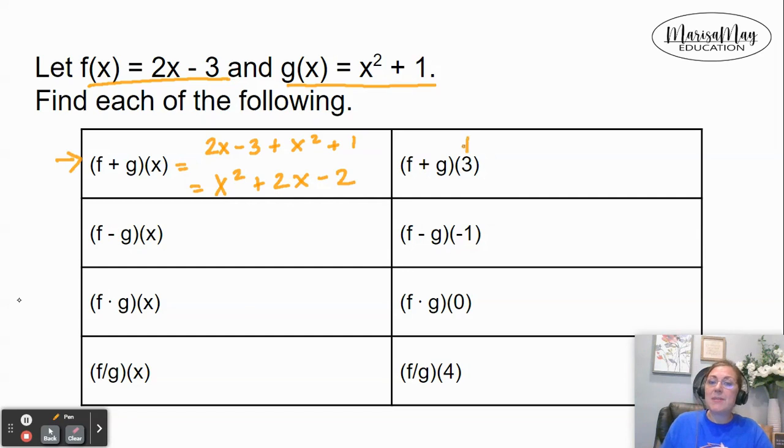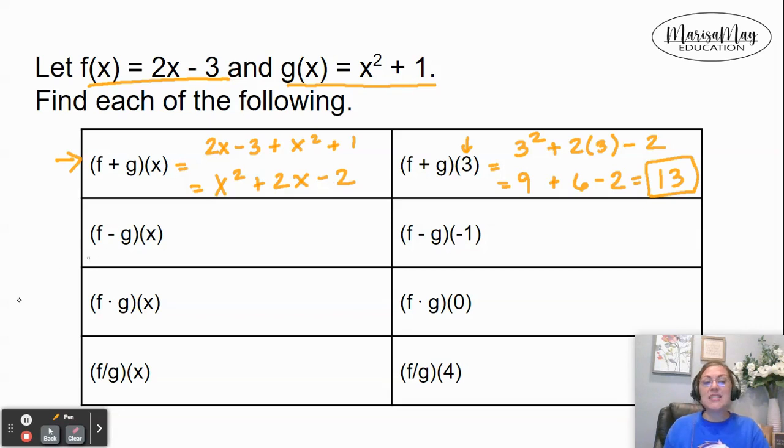Now, if there happens to be a number in that parentheses, that just simply means we add them together and then we substitute the number in. So now we'll put 3 in place of x. So 3 to the second plus 2 times 3 minus 2. So 3 to the second is 9. 2 times 3 is 6. And if we add those together, we'll get 13.